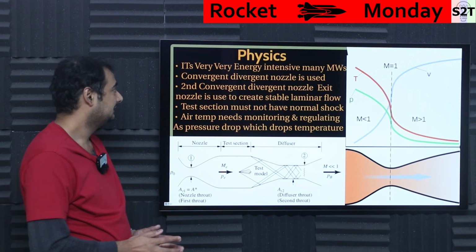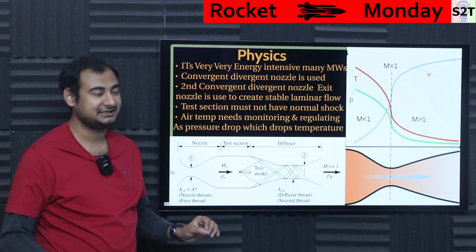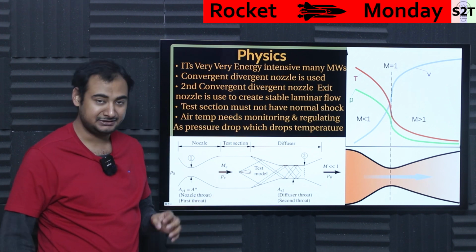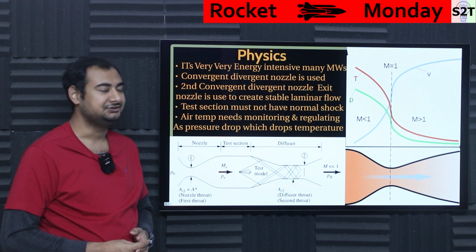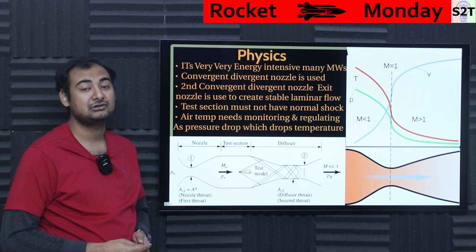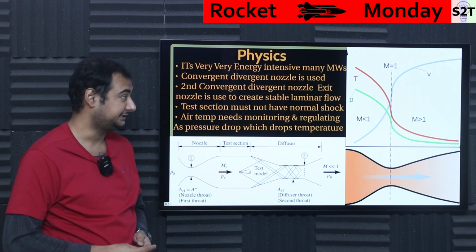So what was the physics? Well, if you really want to do this, you have to understand one thing flat out of the gate. These things are energy intensive, meaning if you ever even dream of building a supersonic tunnel, you're looking at 100 plus megawatts or maybe hundreds of megawatts of power consumption. So these boys are hungry.